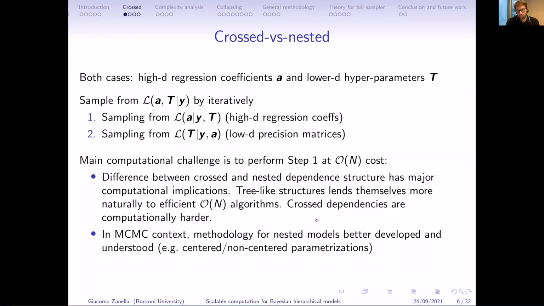In the MCMC context also, more specifically, nested structures have been studied much more. For example, there is a lot of work on hierarchical centering and non-centering, on the role of parameterization in hierarchical models, where hierarchical refers to nested multi-level models. While cross-effect models, up to a few years ago, were not that much understood, I would say.